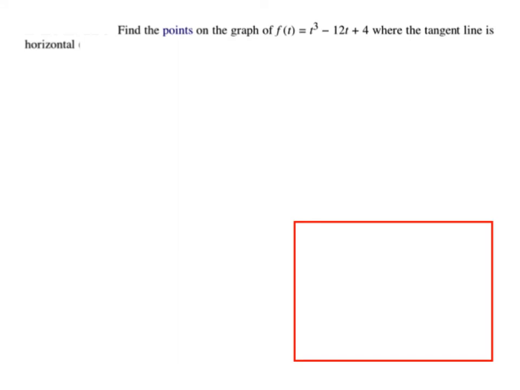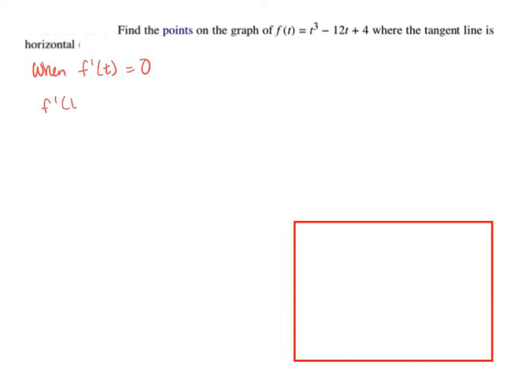Okay, find the points on the graph of f of t equals t cubed minus 12t plus 4, where the tangent line is horizontal. What are they asking? We have to interpret this question. Where is the tangent line horizontal? What is the slope of a horizontal line? 0. So they are simply saying when is f prime of t equals 0.